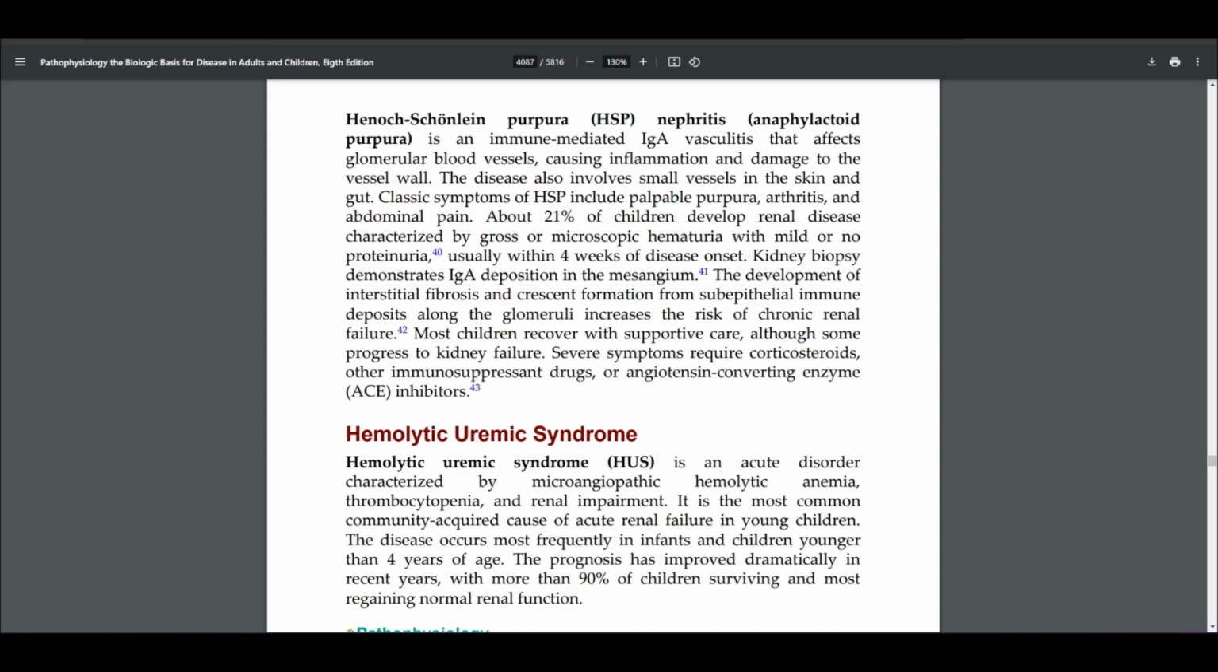The development of interstitial fibrosis and crescent formation from subepithelial immune deposits, along with glomerular sclerosis, increases the risk of chronic renal failure. Most children recover with supportive care, although some progress to kidney failure. Severe symptoms require corticosteroids, other immunosuppressant drugs, or angiotensin-converting enzyme inhibitors, or ACE inhibitors.